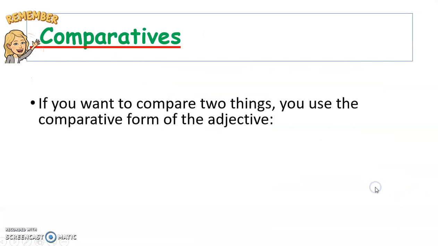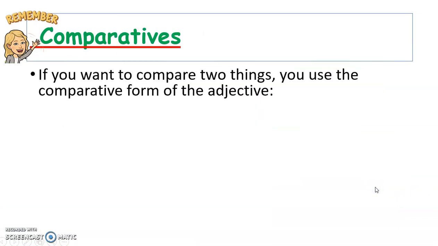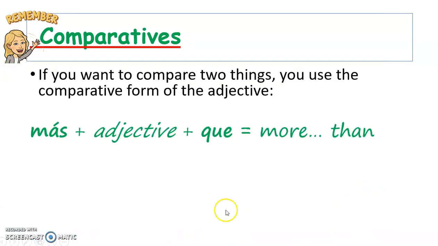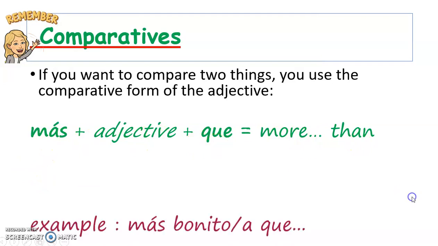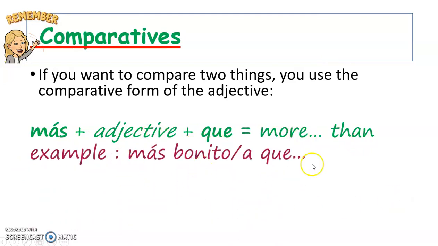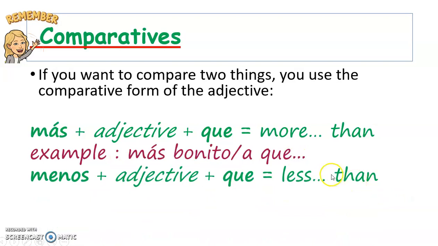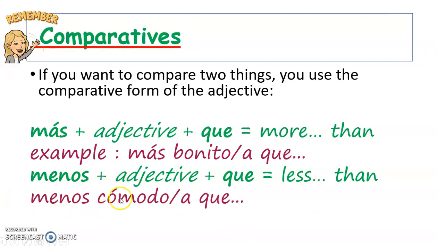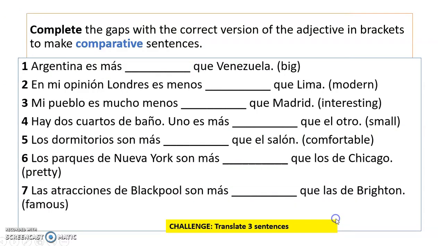Right, so remember, comparatives. If you want to compare 2 things, you use the comparative form of the adjective. So to say something more than, you use más plus your adjective plus que. For example, más bonito o más bonita que. And if you're going to say less than, you use menos plus the adjective plus que. For example, menos cómodo or menos cómoda que. We've got the O and A because we've got to remember our agreements, okay?